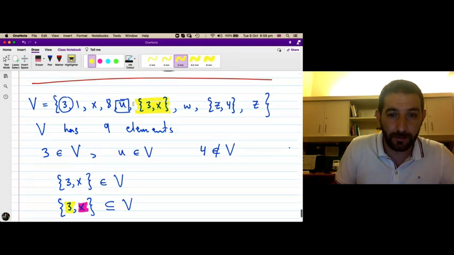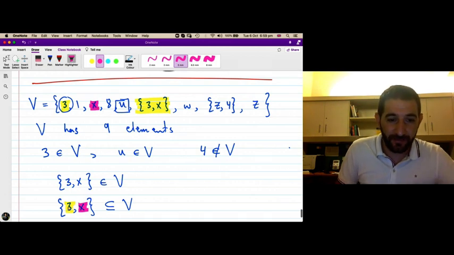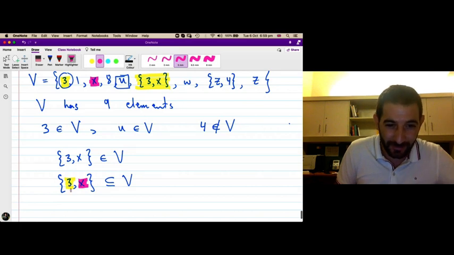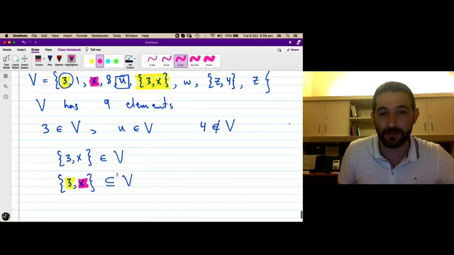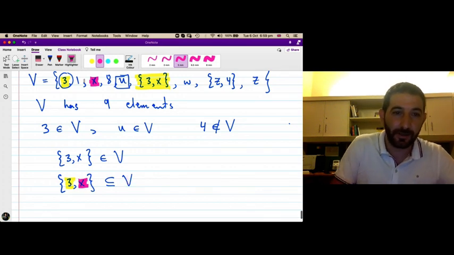We need to see that 3 is an element of V and x is an element of V. Well, 3 is an element of V. Where is 3? Here it is. Also, x is an element in V. Here is x. So because every element in this set is also in V, this set is a subset of V. Again, this is a subset because every element here is also an element in V. 3 is an element here and it belongs to V. x is an element here and it belongs to V.